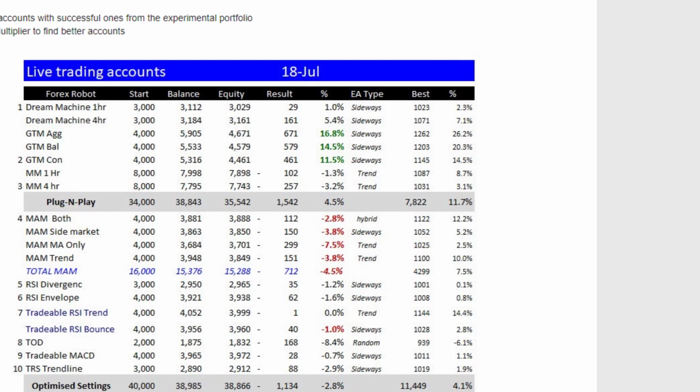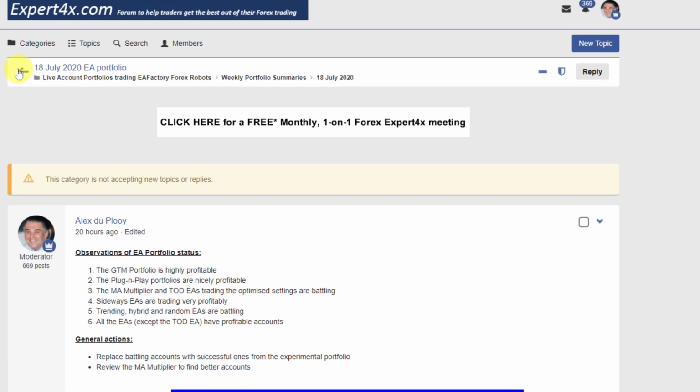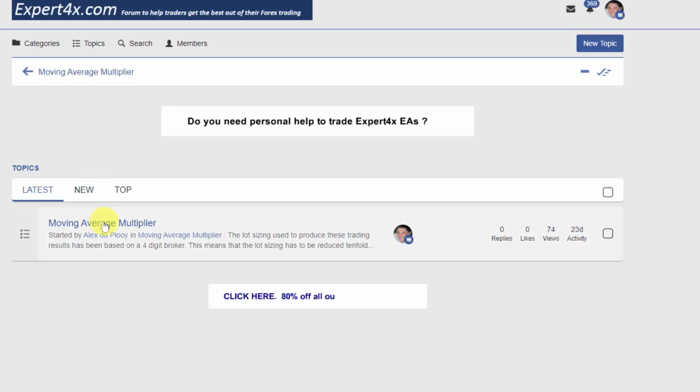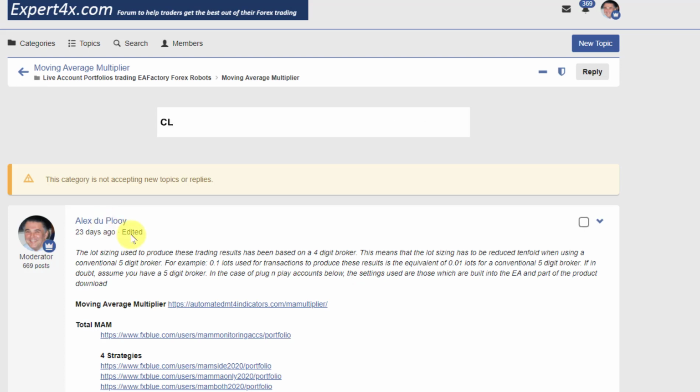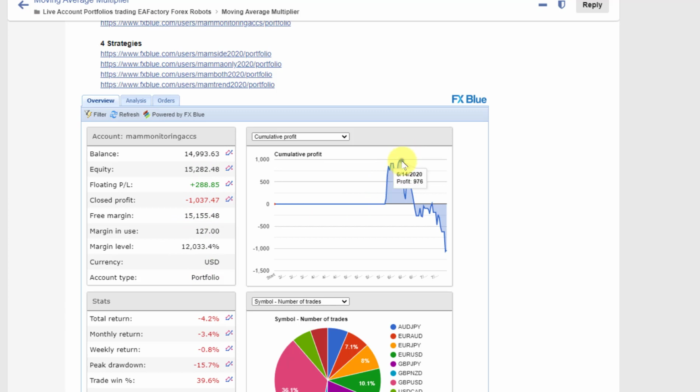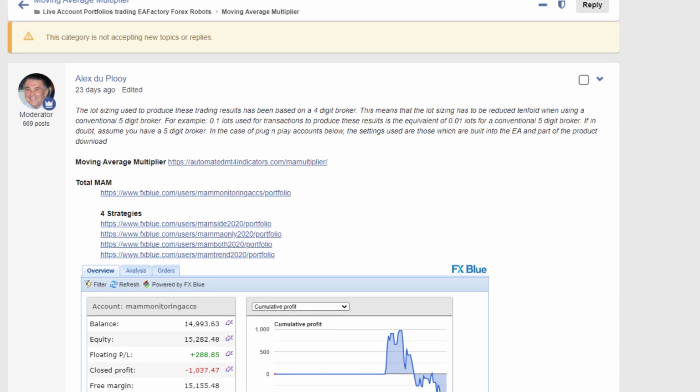So again the idea is to go to the MAM live accounts, and there they are, the moving average multiplier. We click on that one, and again we're going to see the portfolio that makes up that particular group. You can see it started really well and has gone down quite badly in the last few weeks, but that's what we're interested in. We're interested in finding the best settings that make up this particular portfolio.